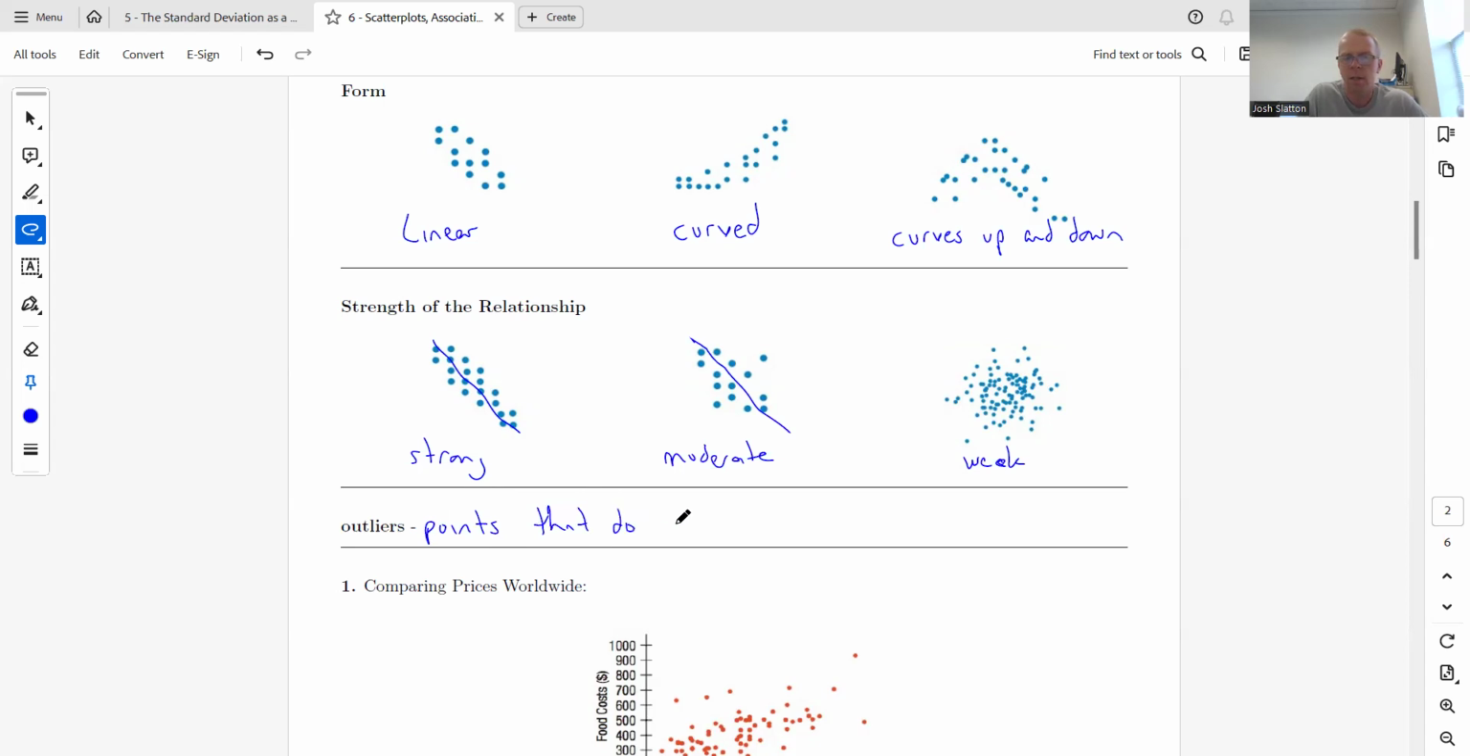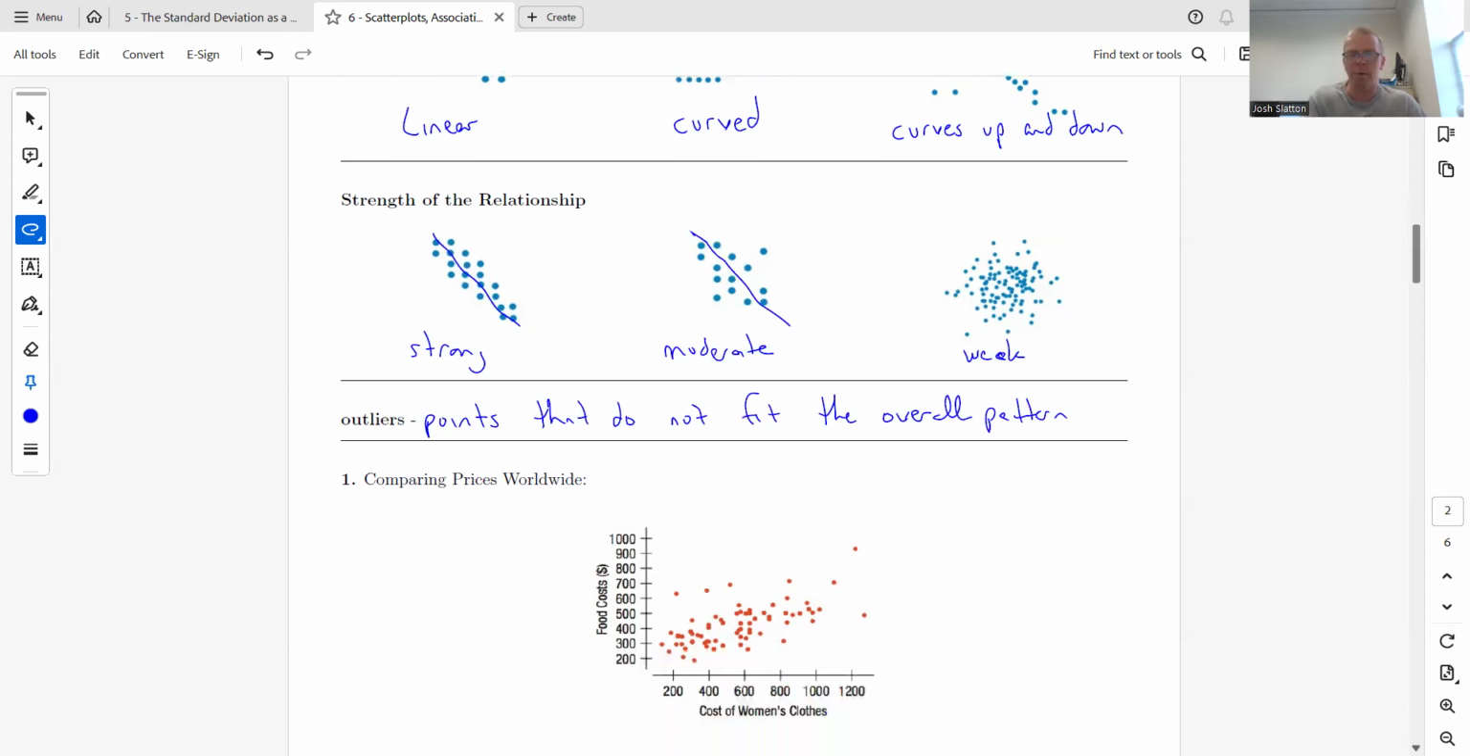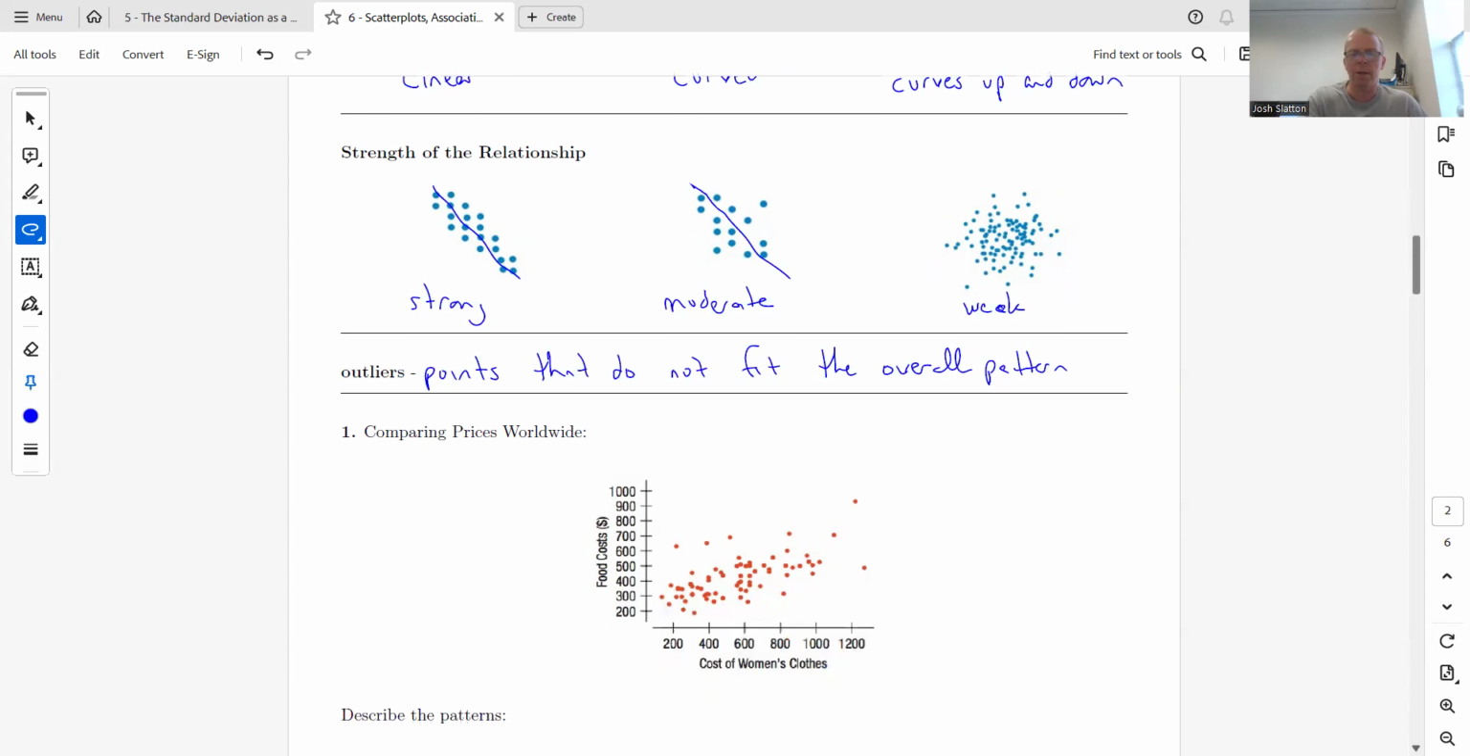Points that do not fit the overall pattern. So they could kind of be far from the data, but they still fit the pattern, in which case they wouldn't really be considered an outlier. So let's look at a few examples and we'll see what we can tell from these.